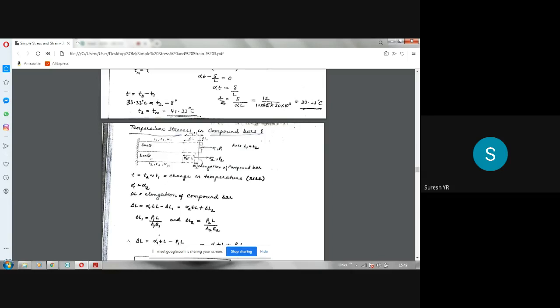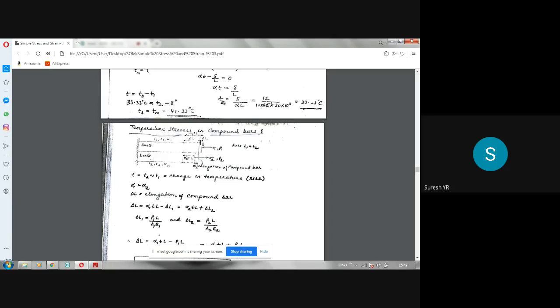So when this is expanded, elongation takes place. Naturally, there will be a compressive stress that is going to develop here to bring this to this level. Whereas here, to bring this to this level, there should be a tensile stress. See, understand this concept here. So this is the common line for the compound bar. This is the common line. Up to this, it has expanded.